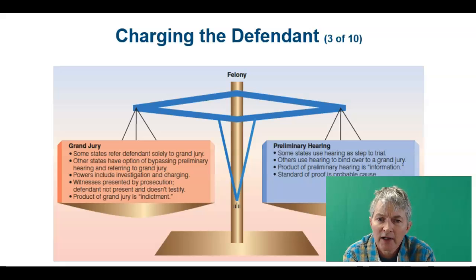The preliminary hearing, on the other hand: some states use preliminary hearings as a step to trial. Others use hearings to bind over to a grand jury. And the product of a preliminary hearing is information. And the standard of proof is essentially probable cause.